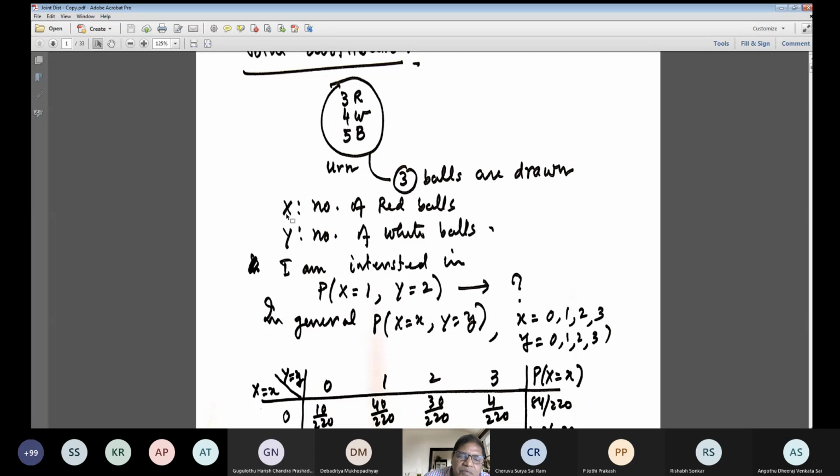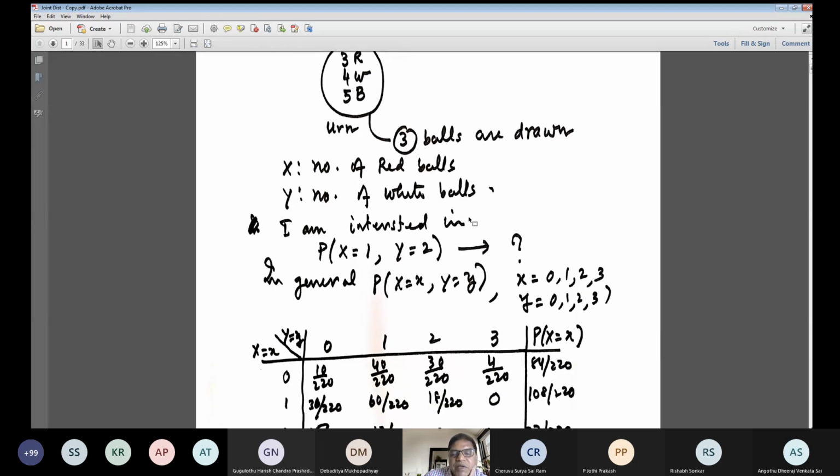So we define two random variables. One is X, because in the sample the number of red and number of white balls will vary. So simply these two are random variables. For the sake of simplicity, we denote X as the number of red balls and Y as the number of white balls. Okay. So what is our objective?